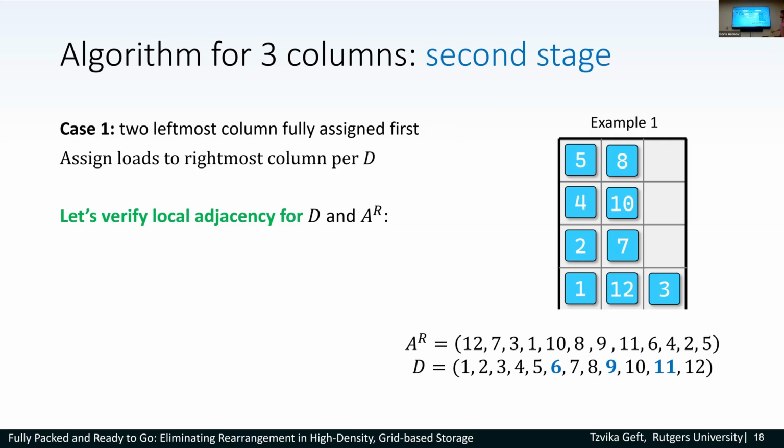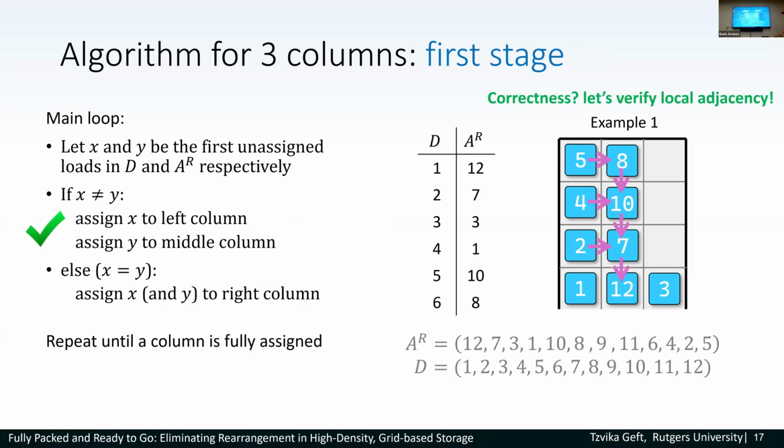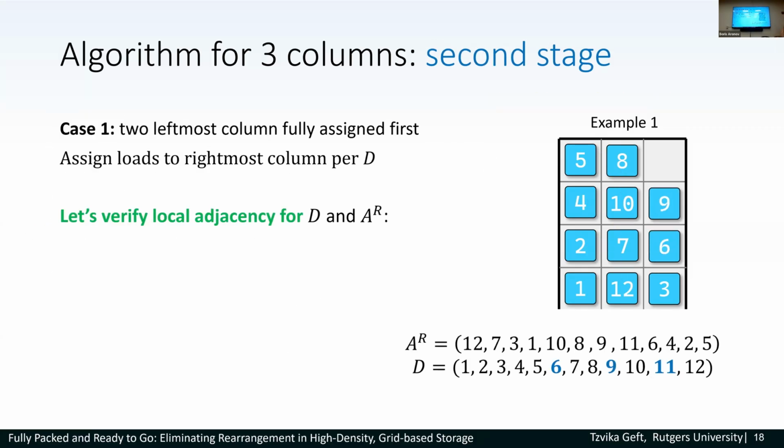So what you do now is you assign the remaining loads. You examine D, the departure sequence, and just assign them to the rightmost column in order, whatever is left. So I have 6, 9, and 11 left, and they are just going to be assigned in this order. In case there's confusion, this is not how they're going to be stored. This is just how to find an arrangement that will tell us how to store them.